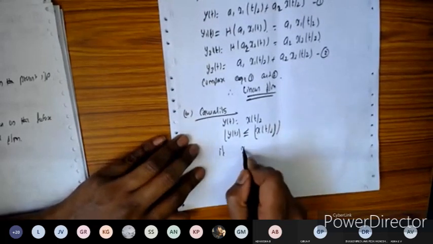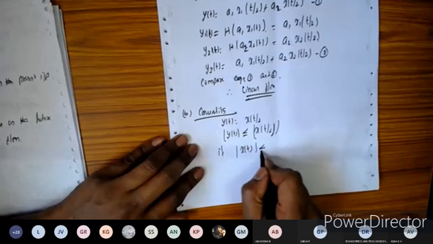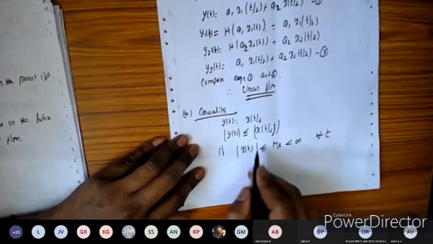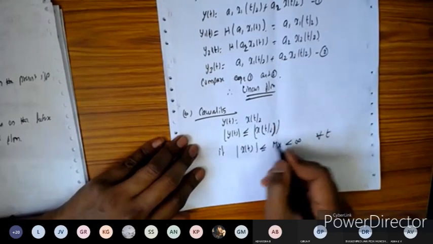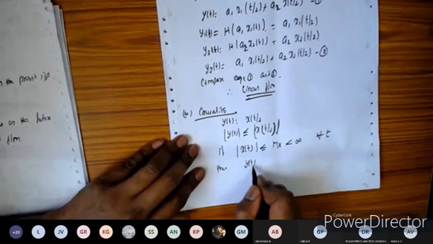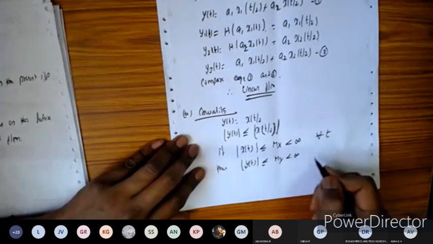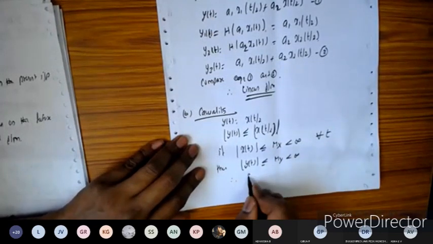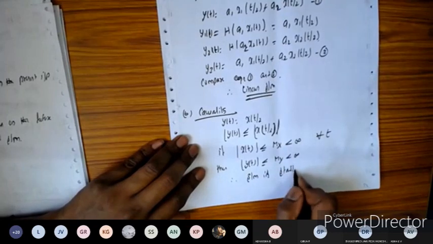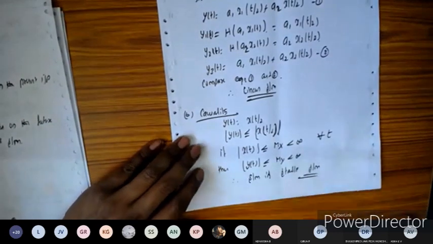So if the magnitude of x of t is less than or equal to a finite quantity, less than infinity for all values of t, then obviously the magnitude of y of t is also less than infinity. Therefore the system is a stable system here.